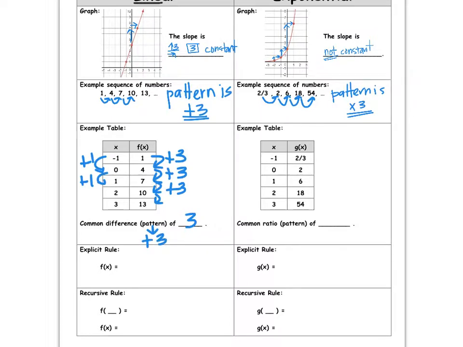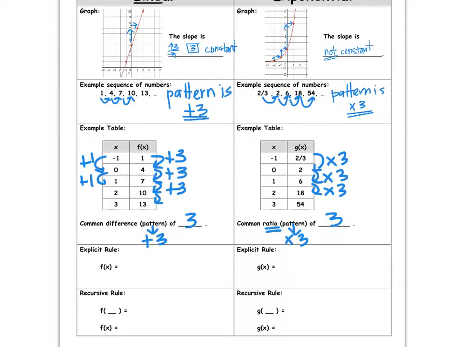All right, and this one, common ratio. That word ratio means that we're not adding anymore. We're multiplying. Times 3, times 3, times 3. So the pattern is times 3, and the common ratio is just 3. In this case, a common difference is 3 and a common ratio is 3, but this means addition and this means multiplication.